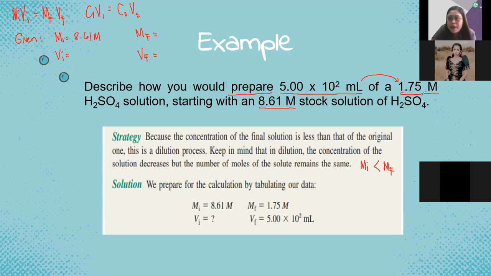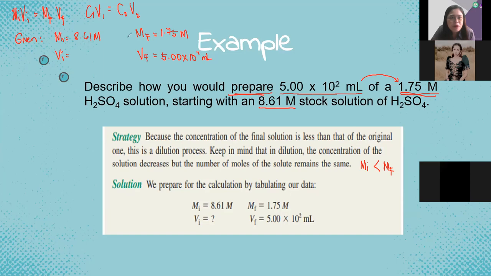And actually, you can see there, prepare. We will be preparing this. So this one, the word here, prepare, will give you a hint that this one, the 5.00 times 10 raised to the power of 2 mL of 1.75 molar is the final solution. Okay, final solution yan siya. So 1.75 M here. The final volume is 5.00 times 10 raised to the power of 2 mL.